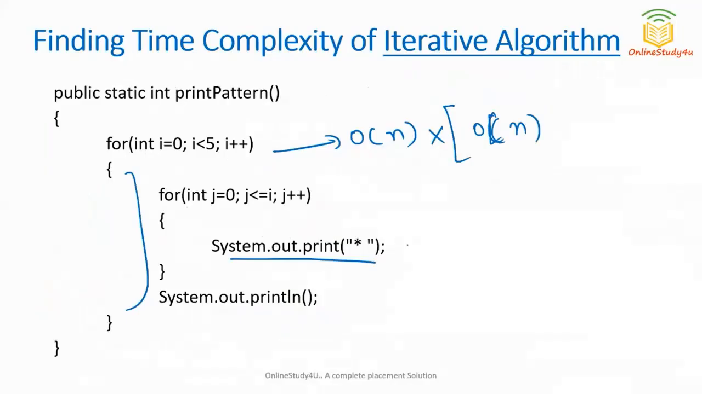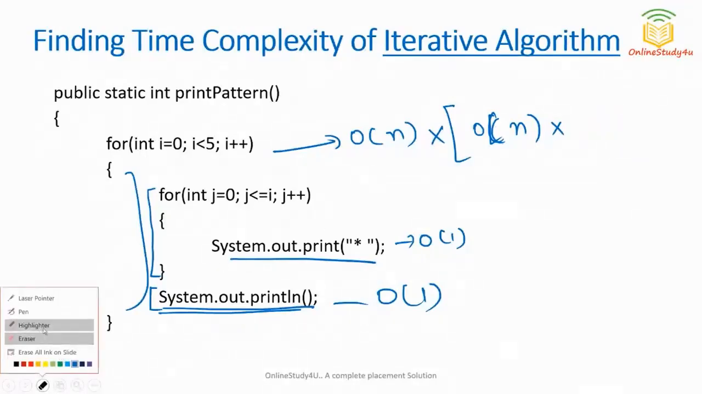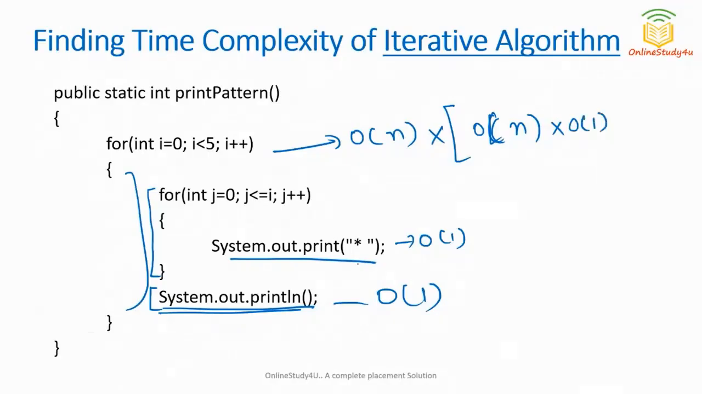Then inside we have a statement which is order of 1. So this is multiplied with order of 1, and this System.out.print is also order of 1. You can see it is not inside the loop, so we will add this with this. Let me erase this. So this was multiplied with order of 1, which is for this print statement, then we have an addition with this print statement, that is order of 1.